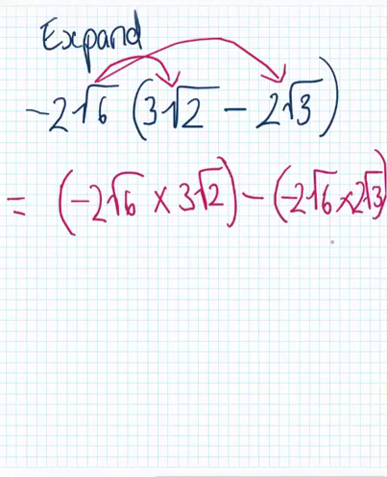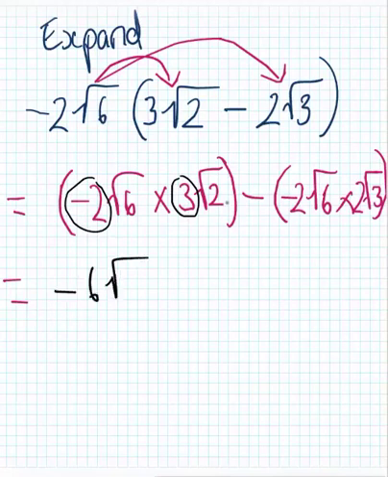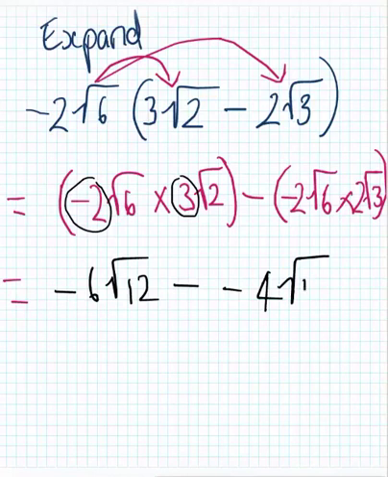Just be very careful. Okay, and next we end up with, well, minus 2 times the 3. So numbers on the outside are multiplied together. So minus 2 times 3 is minus 6. Square root 6 times 2 is 12. And then I'll put my minus. So minus, what do we end up with in here? So we've got minus 2 times a positive 2. So that is minus 4. And square root 6 times 3 is 18.